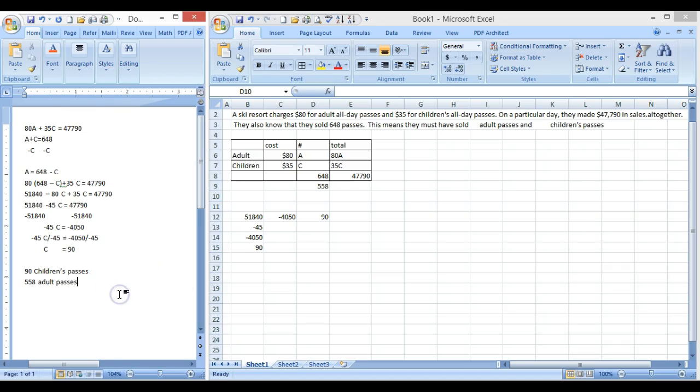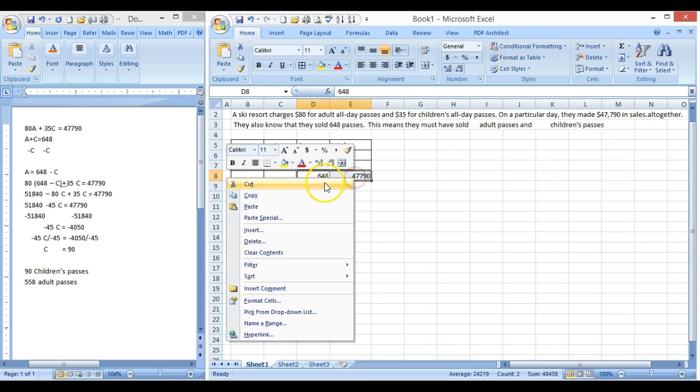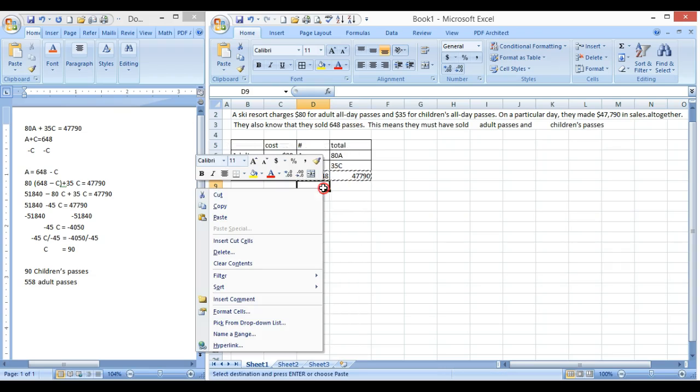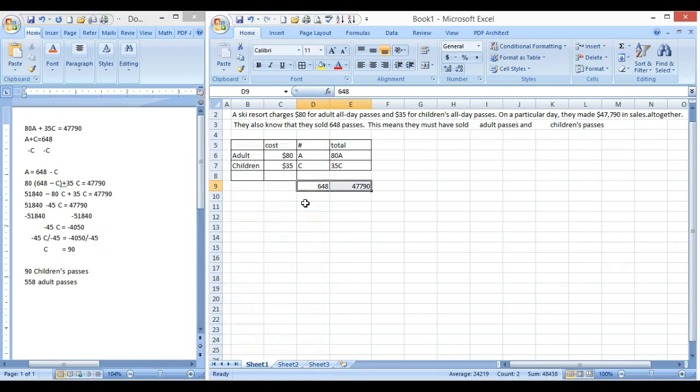Okay, now that's the algebraic way, and some of you might like that way better. There's another way I could do this as well, and that's using Excel. Some of you are comfortable with Excel. I'm just going to delete those. And I'm just going to show you kind of a trick. And this one, you don't have to use the algebra. It would just be kind of a guess and check method.